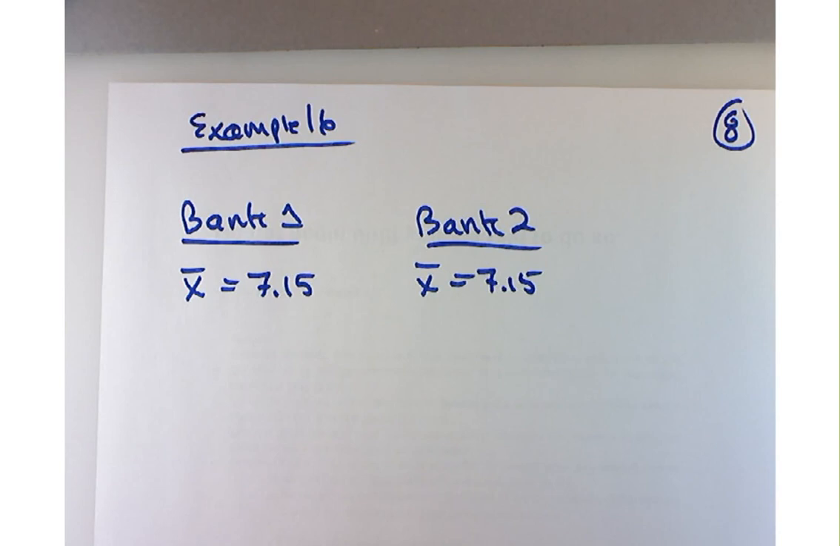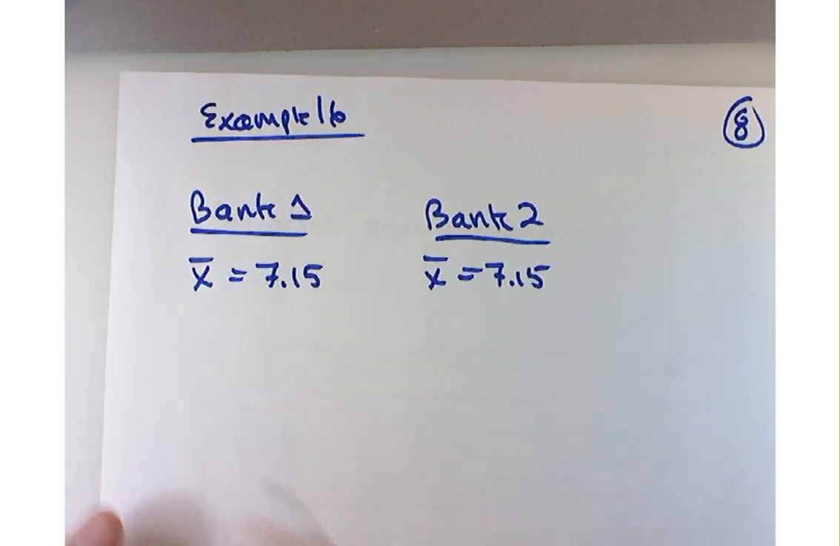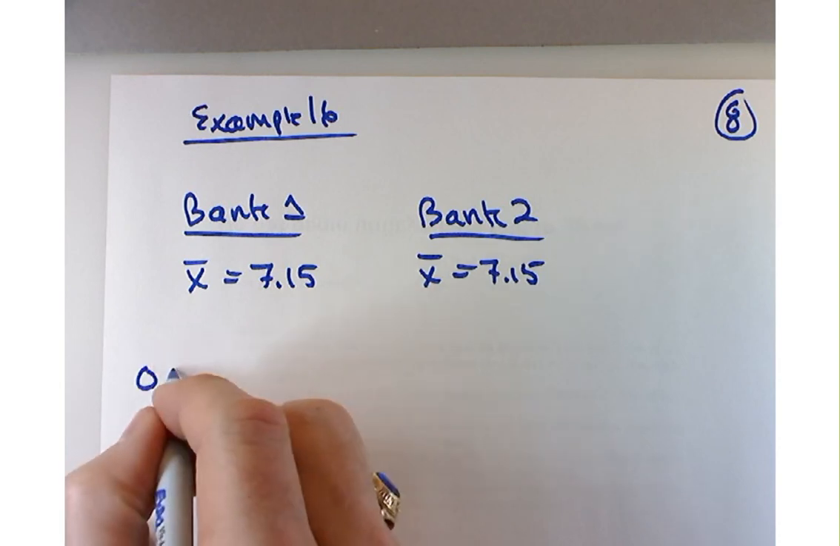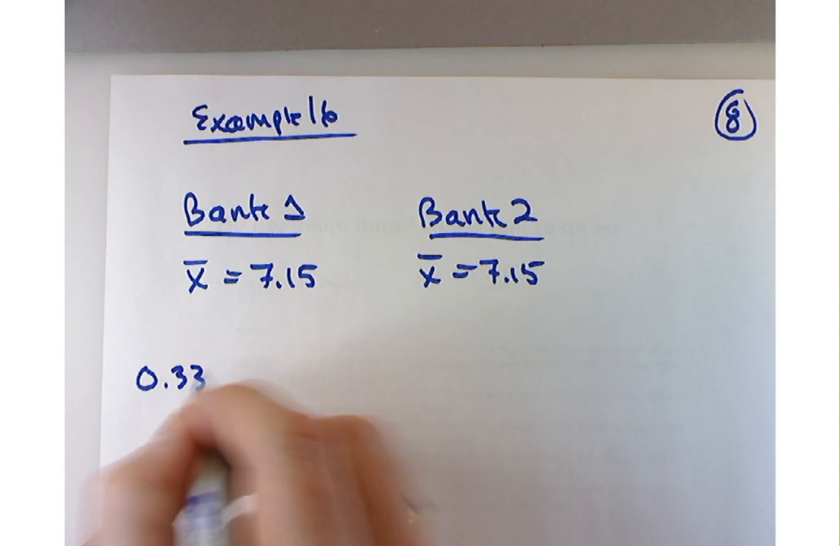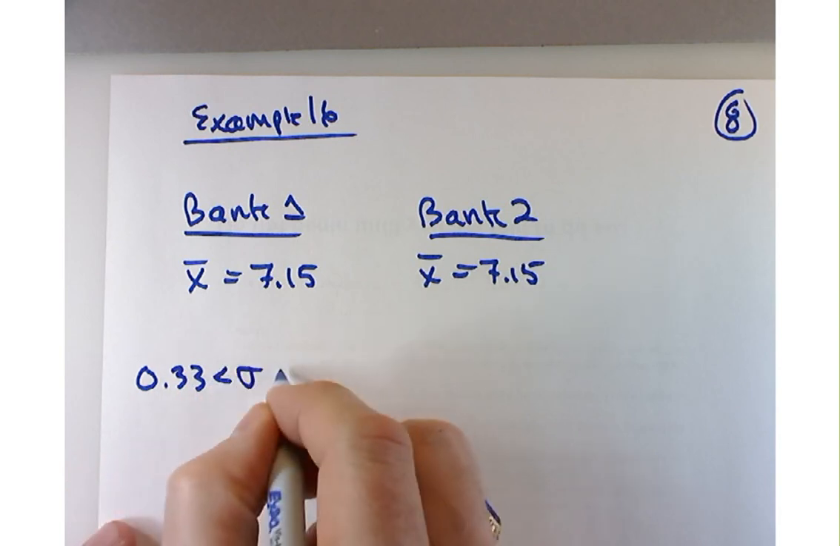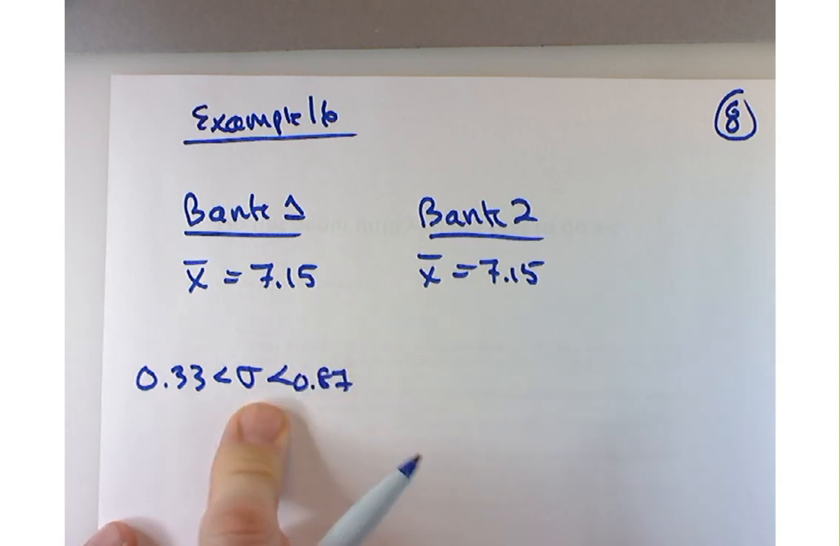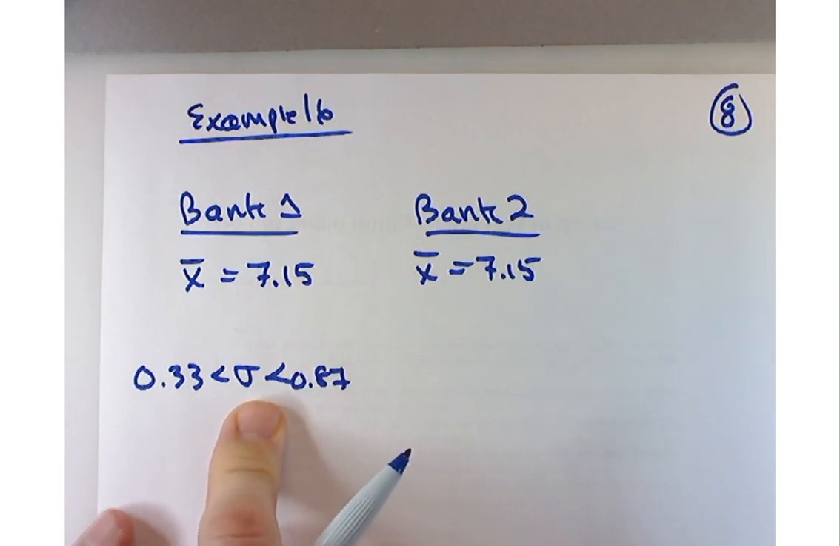We can run through and get confidence intervals for both of these banks. If you were to do that, you'd end up with a confidence interval for Bank 1 for the standard deviation of 0.33 is less than sigma is less than 0.87. This is the standard deviation of their wait times.